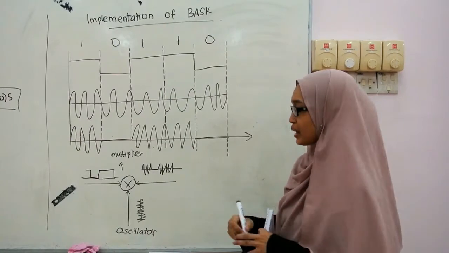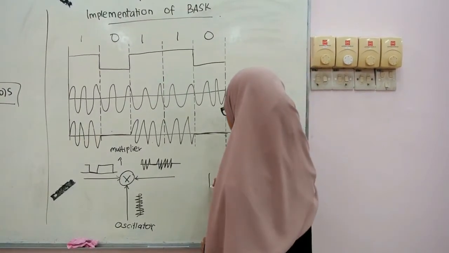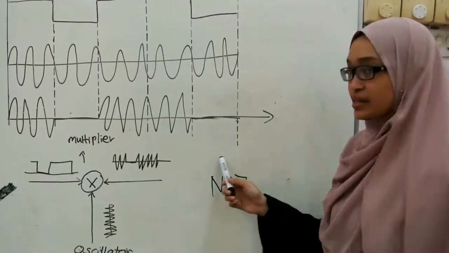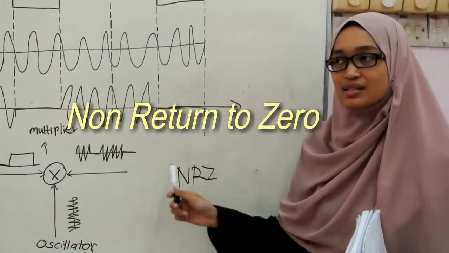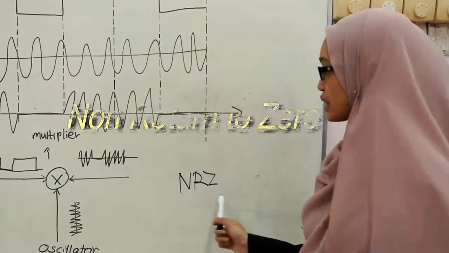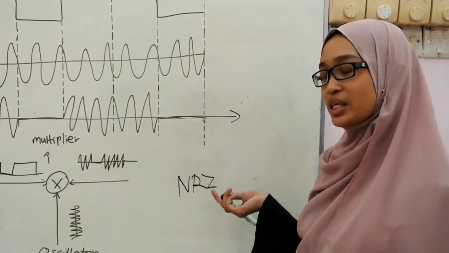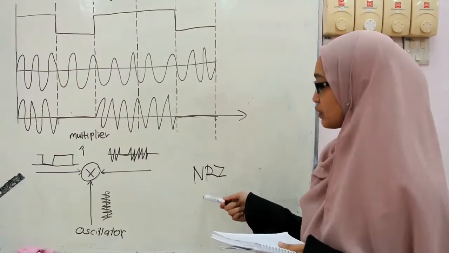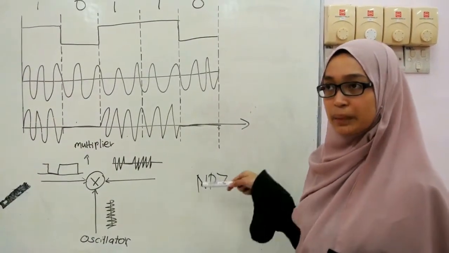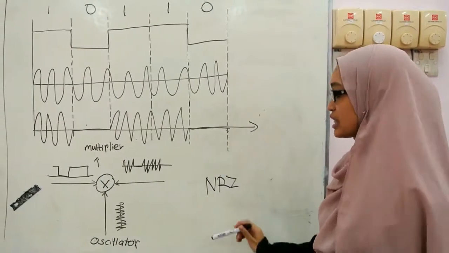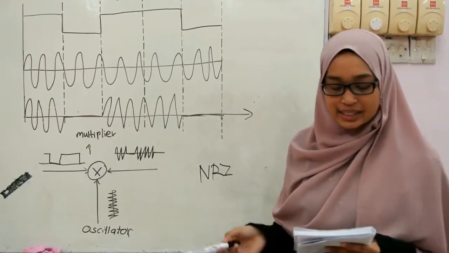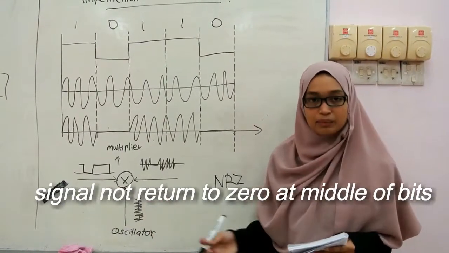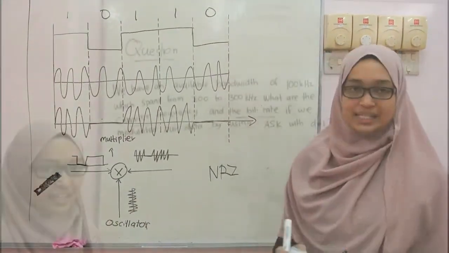Okay, let's recap what NRZ is. NRZ is called non-return to zero. This is one of the line coding schemes which you can refer back to in chapter 4. The positive voltage defines bit 1 and the negative voltage defines bit 0. It is called NRZ because the signal does not return to 0 in the middle of the bit.